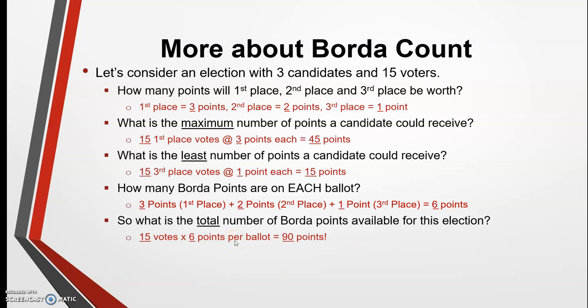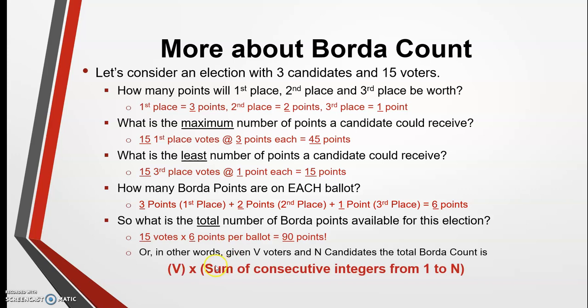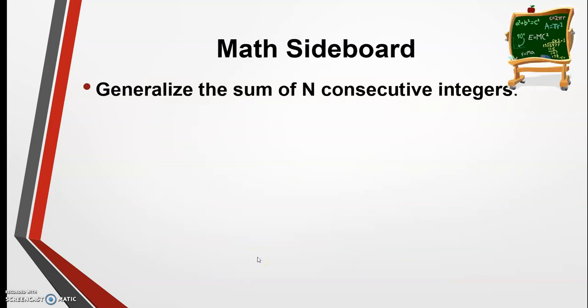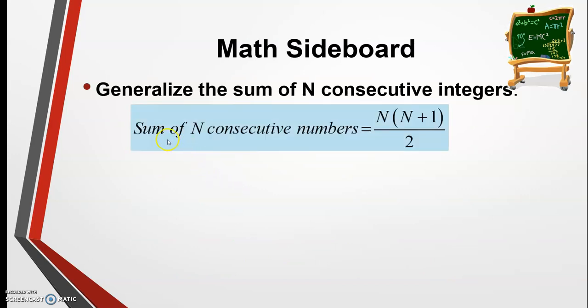Or if we want to use a formula to find the total number of Borda points, we can simply take the number of voters, V, times the sum of consecutive integers from 1 to n, where n represents the number of candidates. So just like everything in math, we want to find some way that we can represent the sum of consecutive integers from 1 to n as a formula. And it turns out that we can do that by using n times n plus 1 over 2. And that will give us the sum of n consecutive numbers.